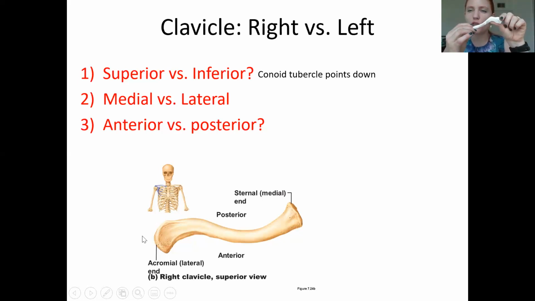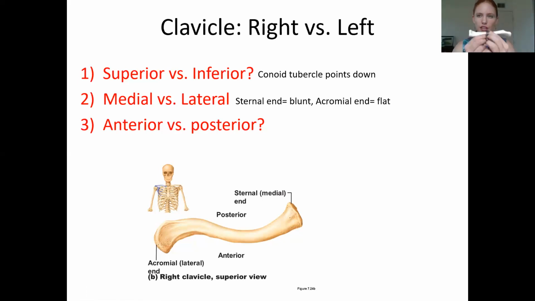So this would be the acromial end, this would be the sternal end. Remember, the sternum's right there in the middle. Okay, so this is the medial side, and this is the lateral side. If you can figure out medial versus lateral, this is the medial side, that's the lateral side, and so that's got to be oriented like this, not like this.